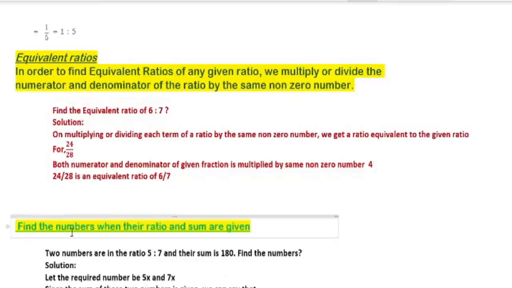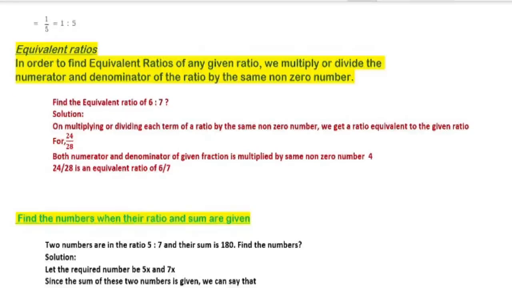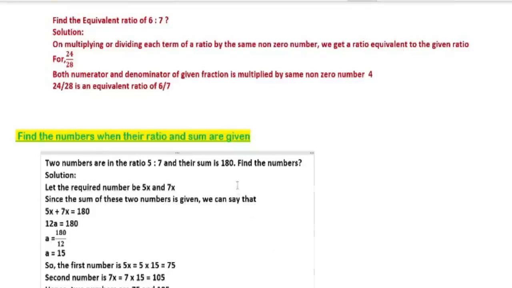Now the next one: find the numbers when their ratio and sum are given. We come to a different type of problem. Suppose in a question the ratio of two numbers is given and their sum is given. For example, two numbers are in the ratio 5:7 and their sum is 180. Find the numbers. The given ratio is 5:7, so we let the required numbers be 5x and 7x.